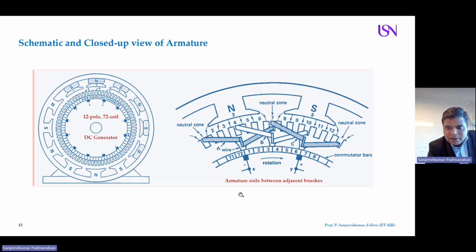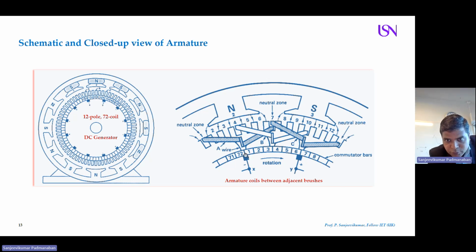This is an example of how an adjacent brush looks. For example, this part is the north pole, and this part is the south pole. Two poles are here, and these are the coils. The coil numbering between the end terminals is 72, and the starting coil is 1. So it goes like this.